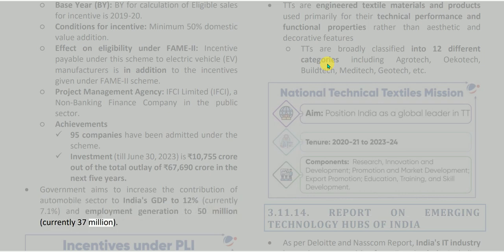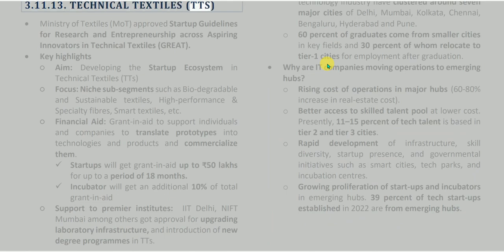3rd November 2013: Technical Textiles, TTs. The Ministry of Textiles, MoT, approved startup guidelines for research and entrepreneurship across aspiring innovators in technical textiles, GREAT. Key highlights. Aim: developing the startup ecosystem in technical textiles, TTs. Focus: niche subsegments such as biodegradable and sustainable textiles, high performance and specialty fibers, smart textiles, etc. Financial aid: grant in aid to support individuals and companies to translate prototypes into technologies and products and commercialize them. Startups will get grant in aid up to 50 rupees lakhs for up to a period of 18 months. Incubators will get an additional 10% of total grant in aid support. Premier institutes, IIT Delhi, NIFT Mumbai among others, got approval for upgrading laboratory infrastructure and introduction of new degree programs in TTs.